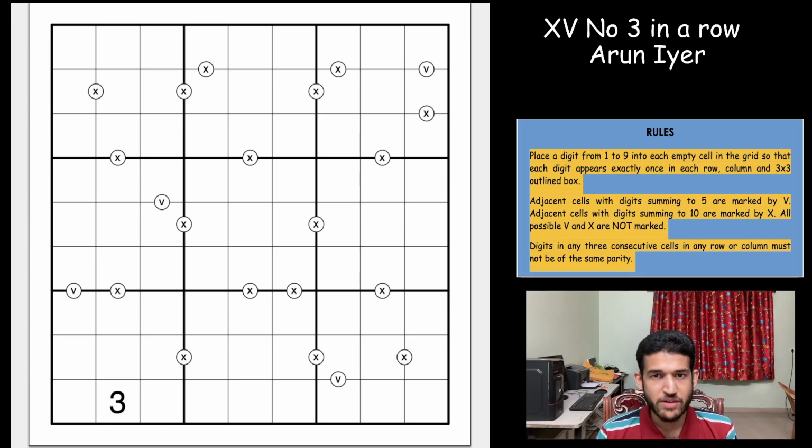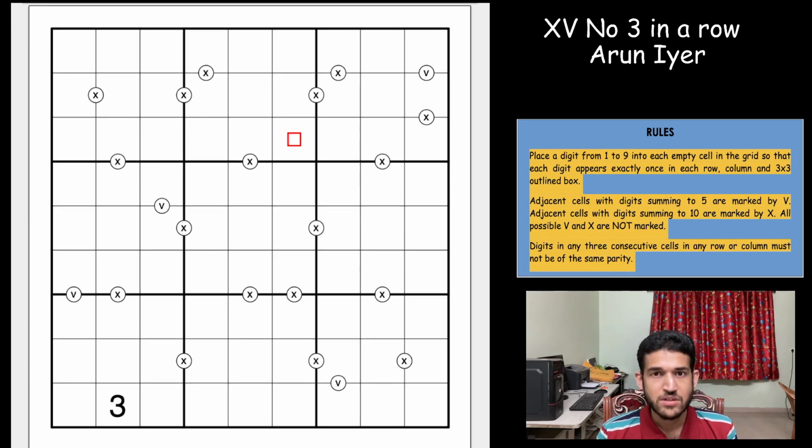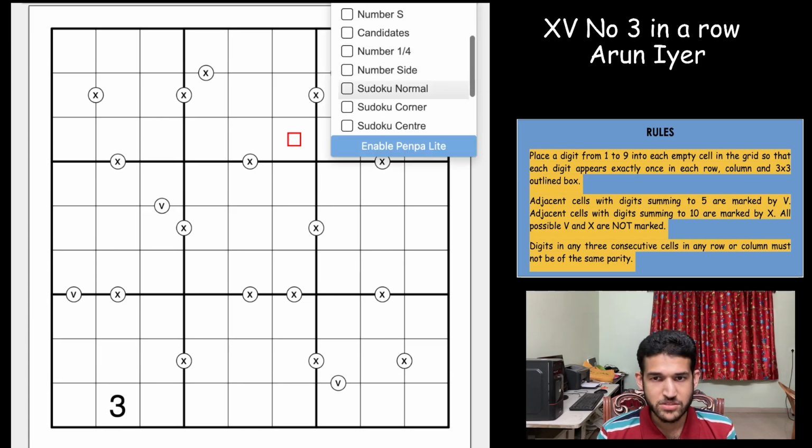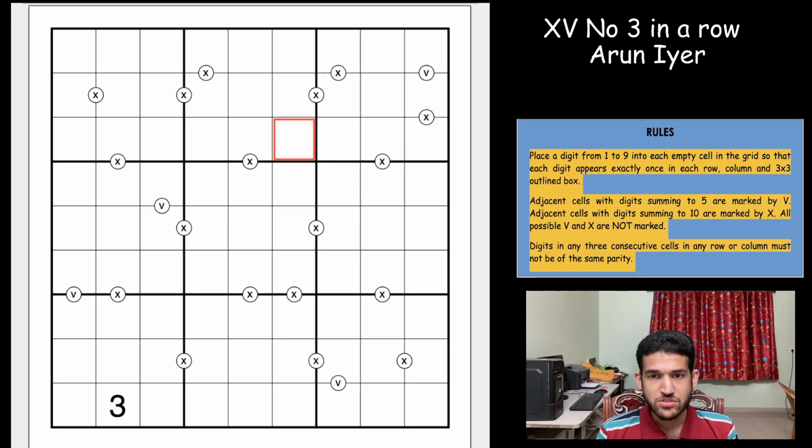So for instance, you could very well have, let's say, just a second. Let me change to Sudoku normal and Sudoku center mode. Yes. So for example, you could have a 4 here and a 6 here. There is no X in between, so this is valid. And for that reason, I think this Sudoku would be better off by the name XV pair, no 3 in a row, because pair is normally used when the converse rule is not applicable. But anyway, you can have digits which sum to 10 or 5 in adjacent cells.